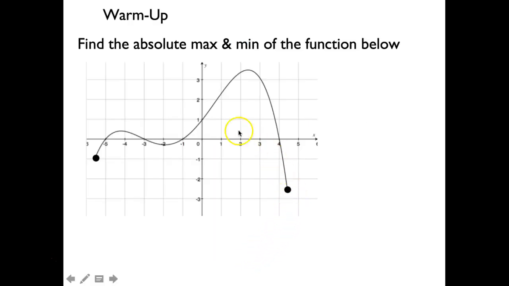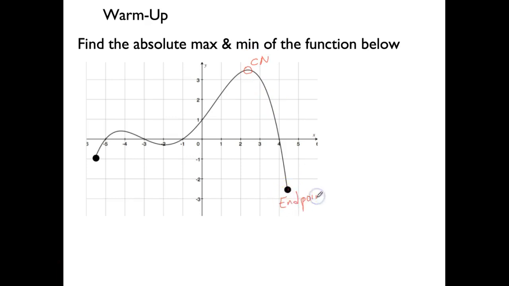Now, I asked you guys a couple lessons ago, I gave you a whole bunch of graphs like this, where they have intervals that are closed. I asked you to find the absolute max and mins. If you look at this, the absolute max occurs right there, right? That's the largest y value on this graph. The absolute min would be right here. So notice that the max is occurring at a critical number, and the absolute min is occurring at an endpoint.